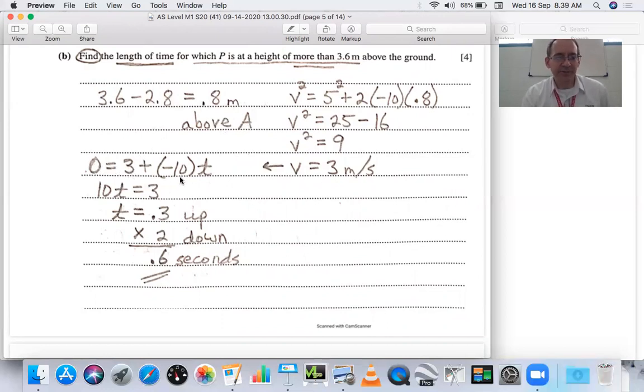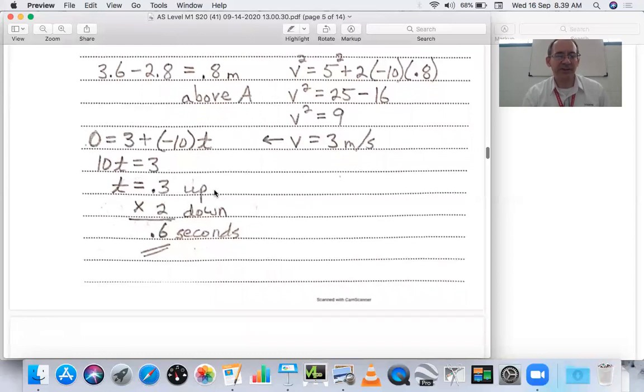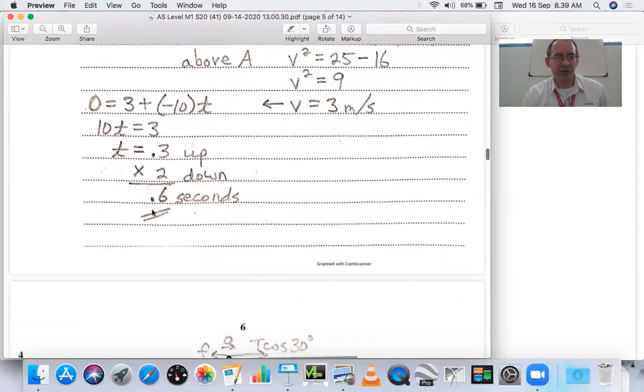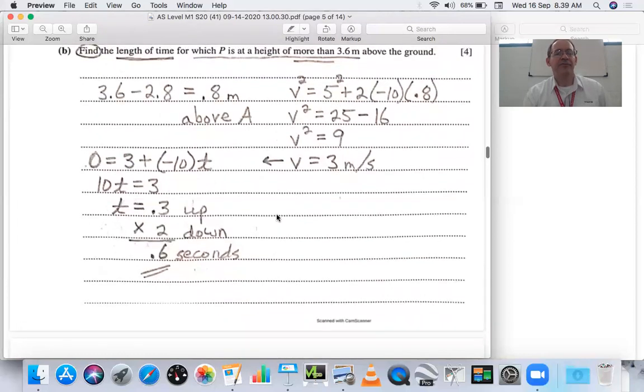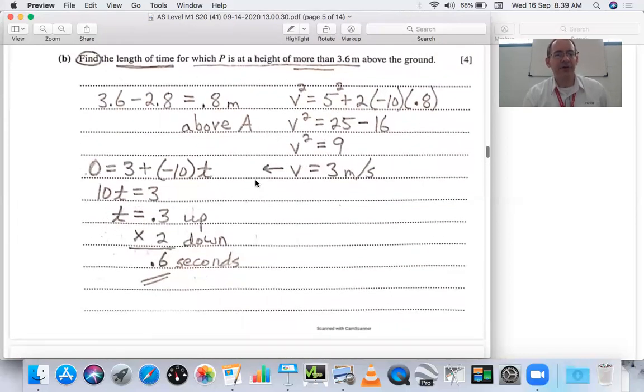Acceleration, again, from gravity is -10, and we're solving for the time that it takes. And when we solve that, it takes 0.3 seconds to get up. So we need to multiply that by 2 to include the time for it to get back down to that 3.6 or 0.8 meter mark. And so we have a total of 0.6 seconds for which particle P is above 3.6 meters above the ground, or 0.8 meters above A.